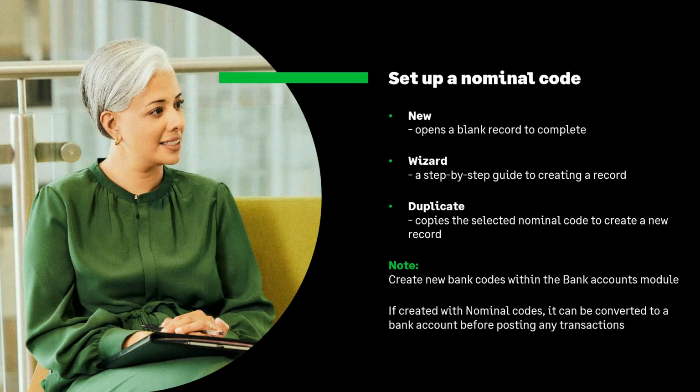Now I'm going to demonstrate creating new nominal codes. I'll show you the various options. I've got a note on there, which I'm also going to pick up on. If you need to create a new bank account, ideally you want to do that within the bank accounts module, but it's quite common to create it within the nominal codes window and give it a bank account number. We'll include that in the demos, what that looks like if you do that and what issue it can cause, but also how it's rectified.